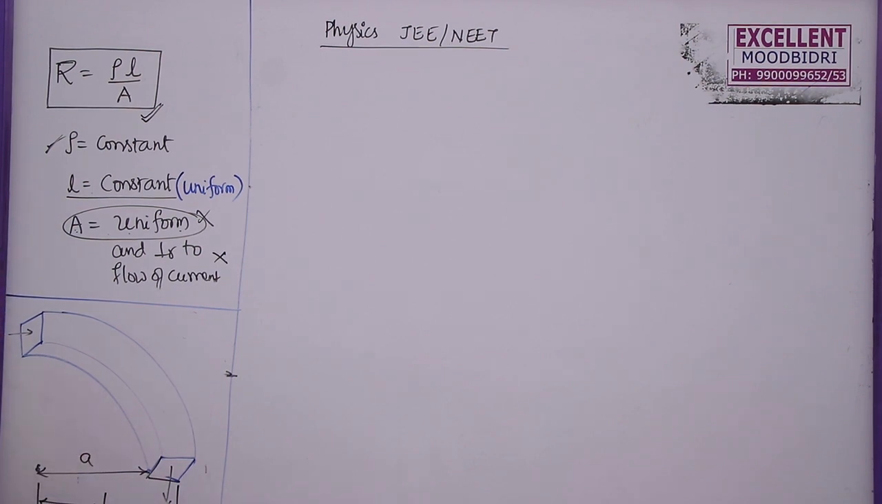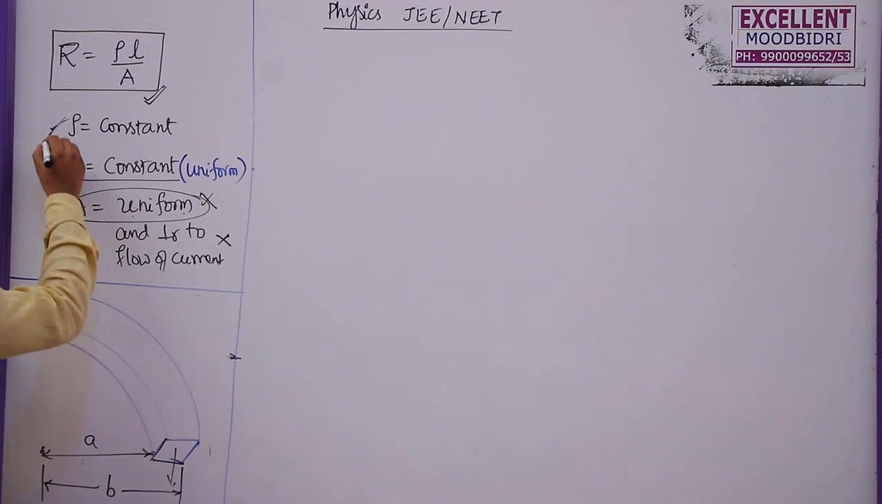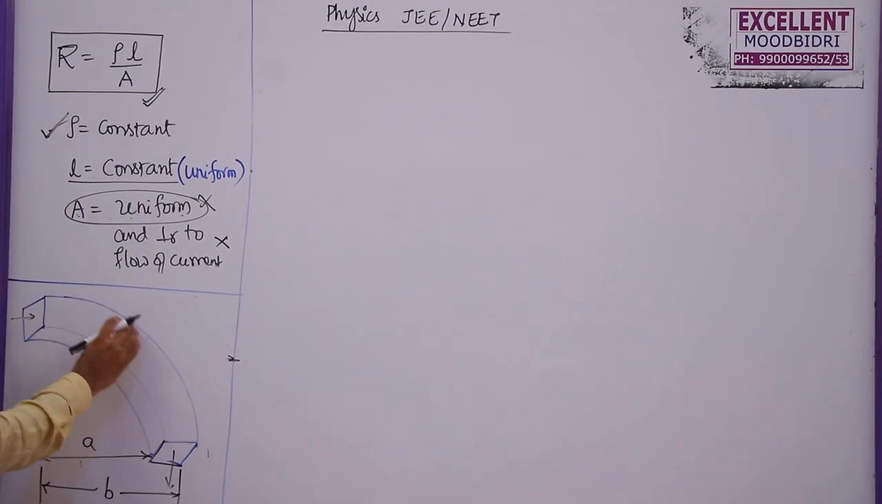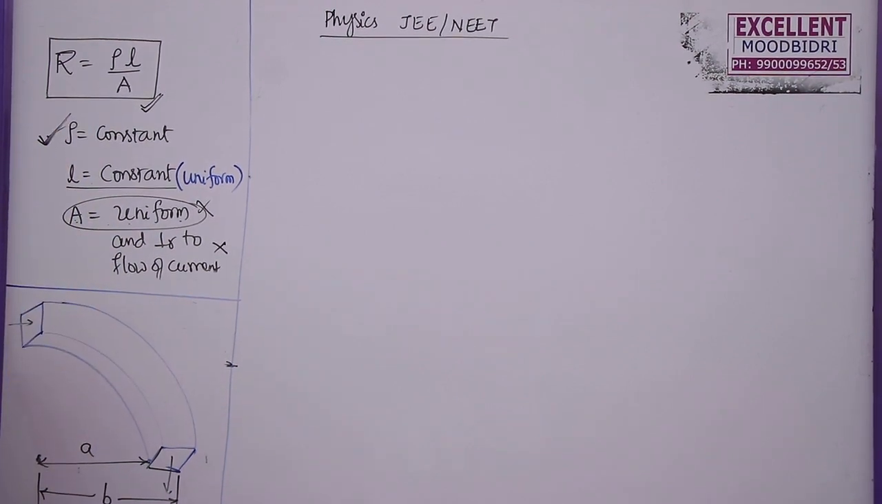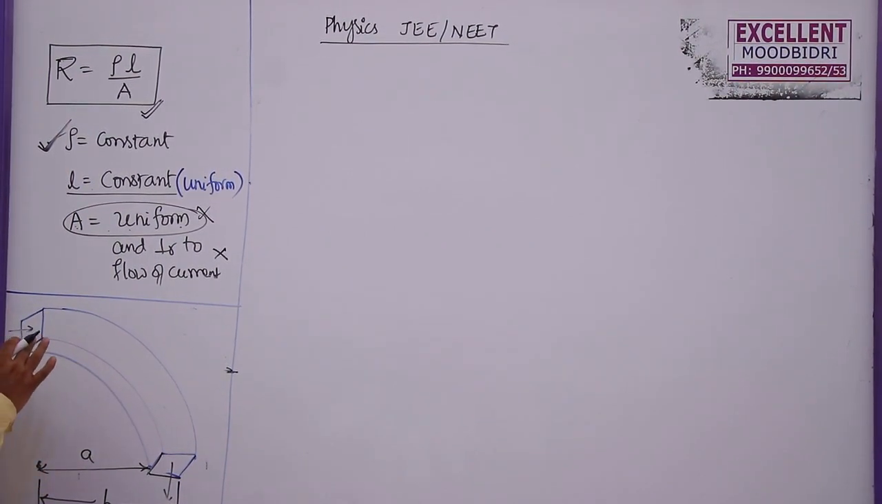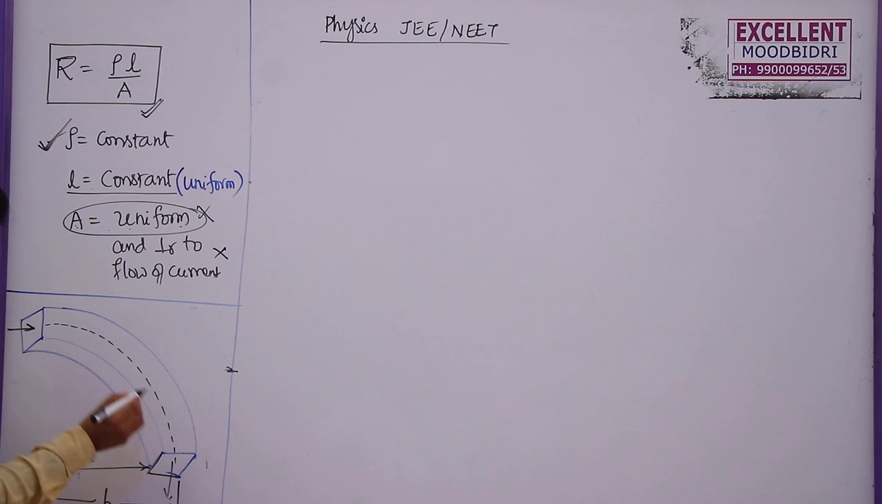So to find the resistance of this one, first of all we have to check whether rho is constant or not. As it is made of the same material from here to here, rho is always constant. What is the length? Whether it is constant or not. Here current is entering here, so current will flow like this and it will come here. So the length here is not constant.